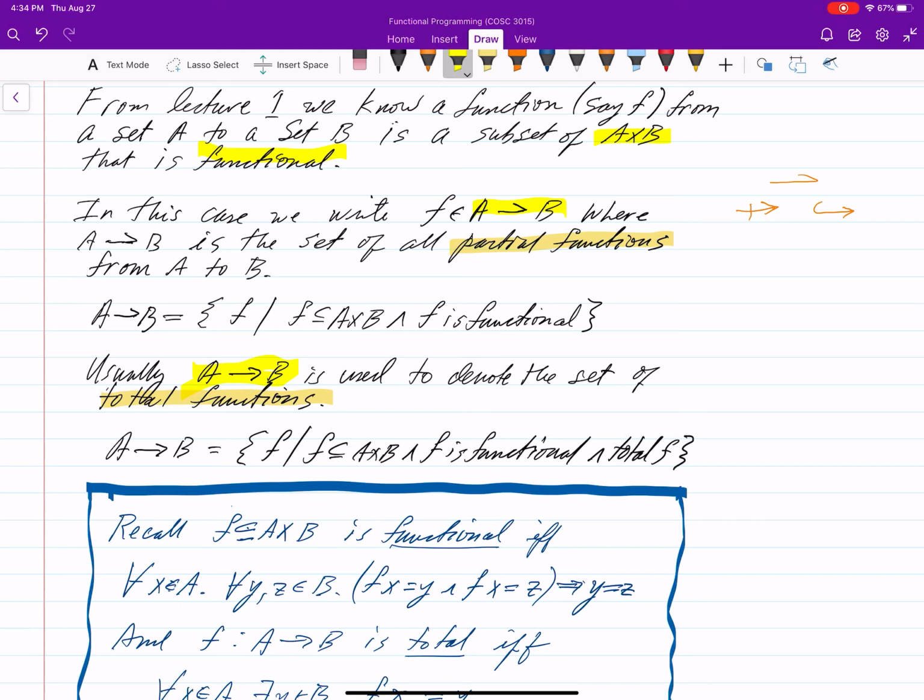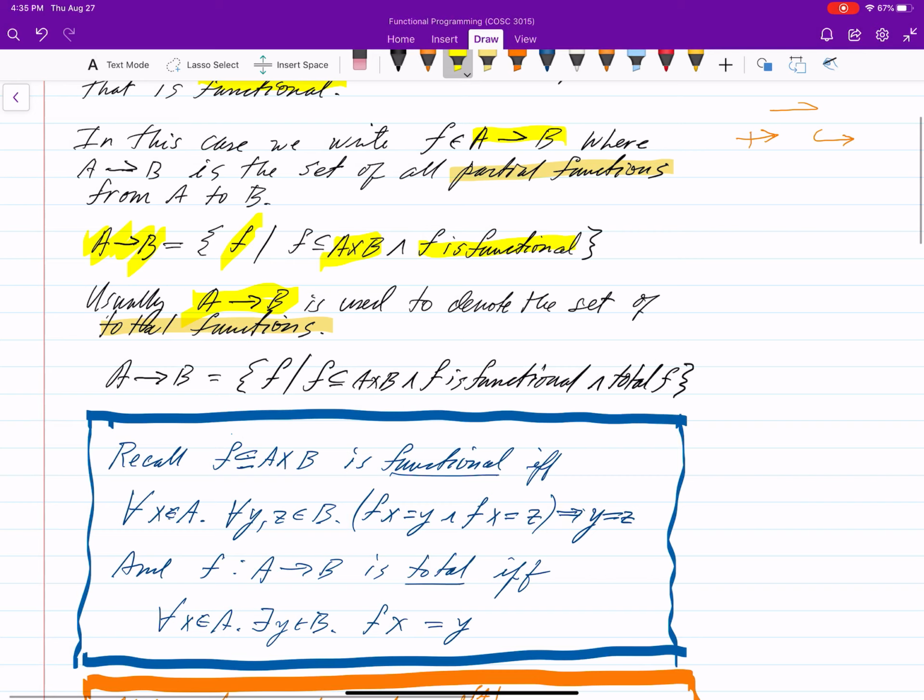Now, we can describe that thing as itself a set. What is it a set of? It's a set of all f's. What are f's? F's are subsets of the Cartesian product where f is functional. So that's the set of all partial functions: subsets of the Cartesian product where the relation f is functional.